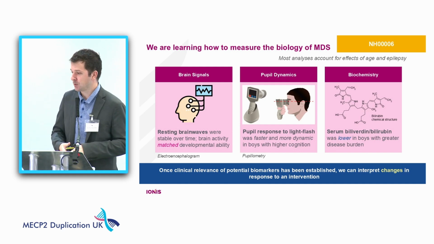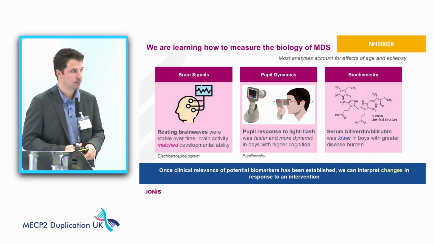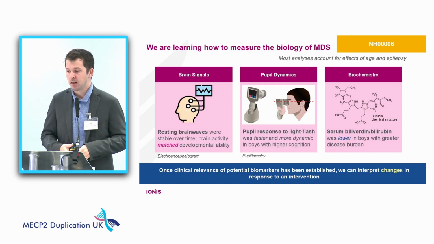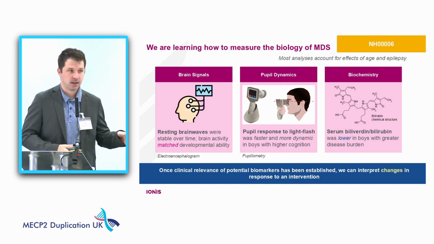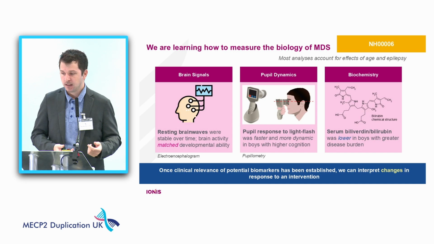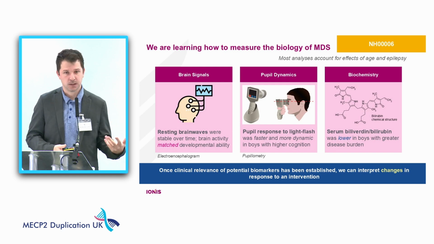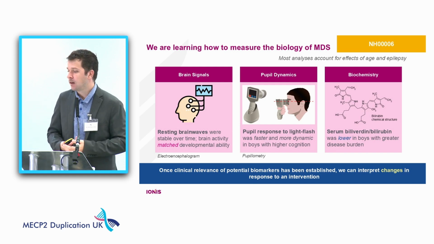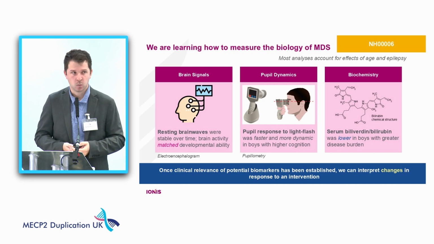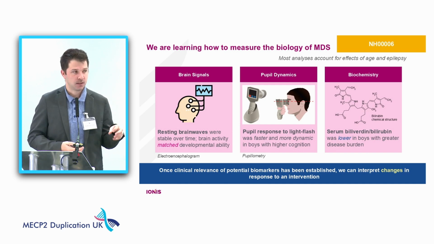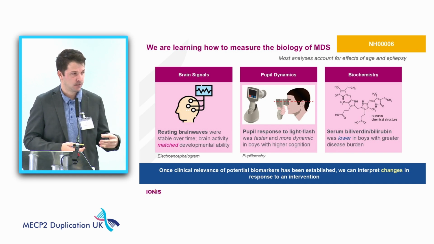The first thing we measured was brain signals through electroencephalogram. We found that the resting brain waves were stable over time, barring major milestones. And so this tells us that any changes in response to an intervention might be meaningful and important. Further, when we looked at MDS and we looked at brain activity, that told us about the developmental activity of that child.